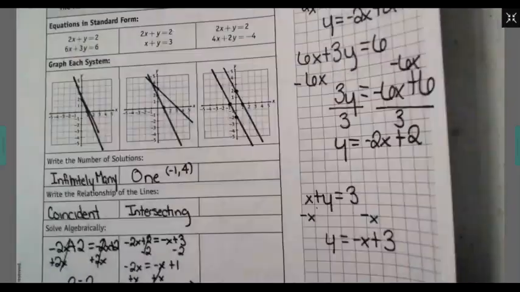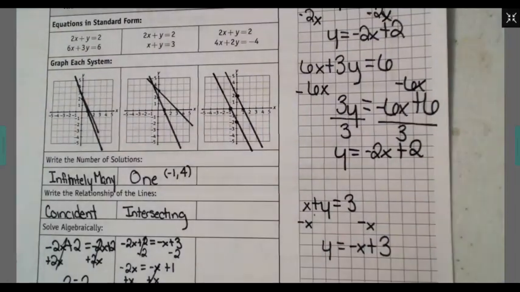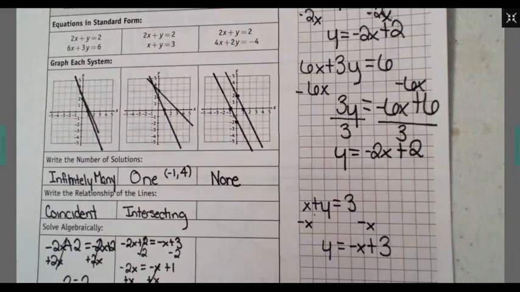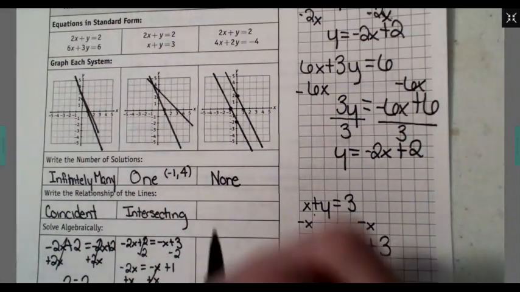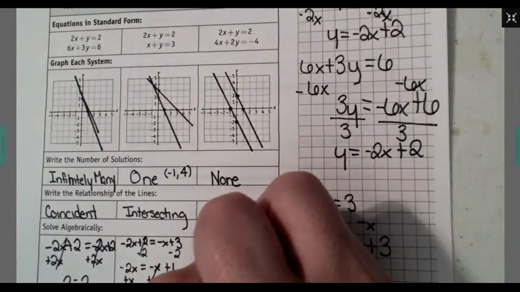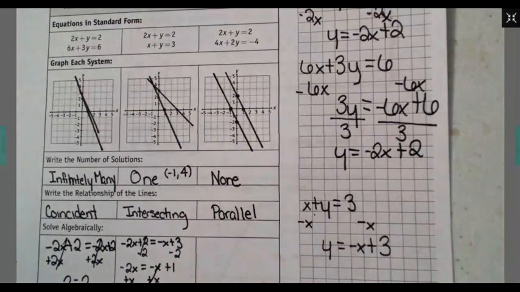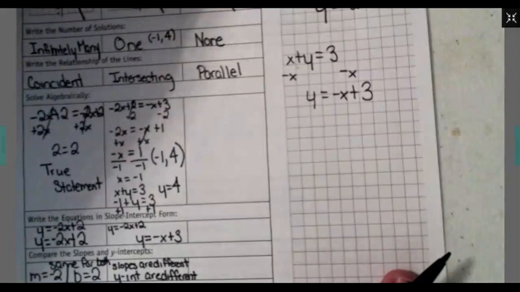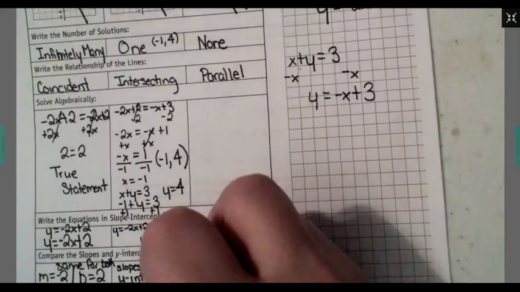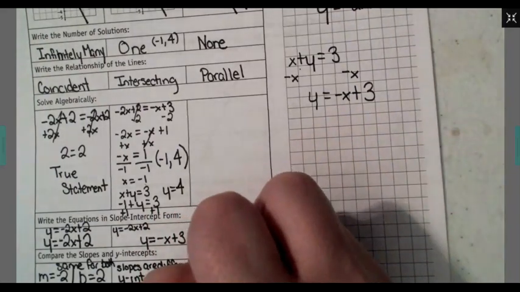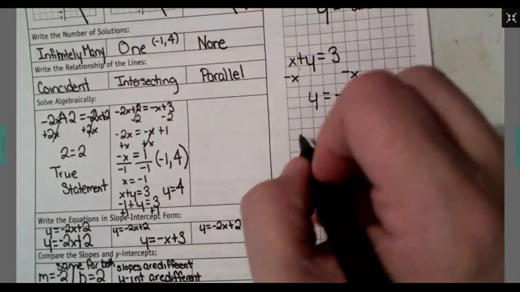And how many solutions do we have? None. They're not going to intersect. What kind of lines are these? Remember that these are parallel. It asked us to solve these algebraically. I already know one of them because it's the same equation we've been using, so that's y equals negative 2x plus 2. But let's go ahead and solve that second one.